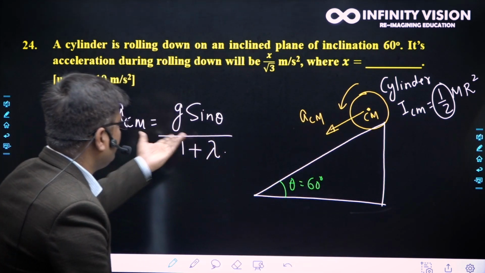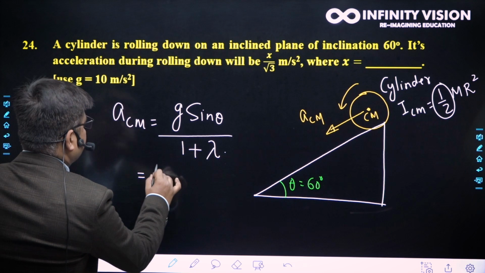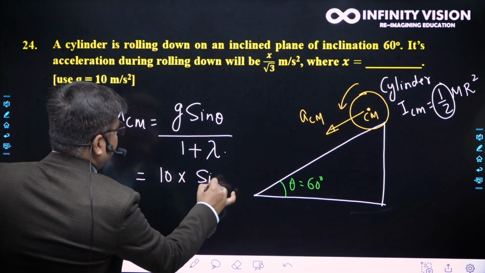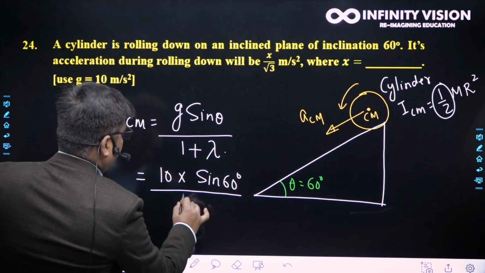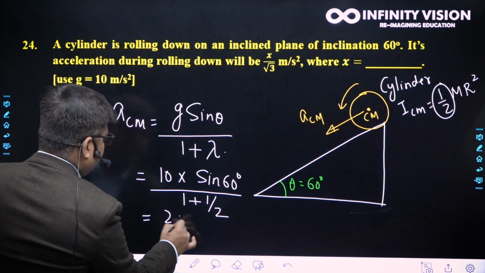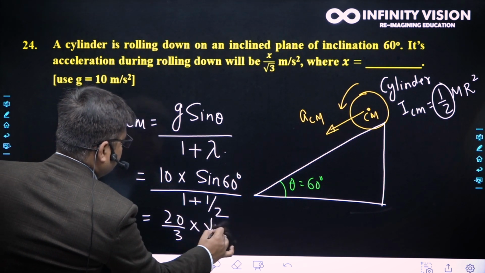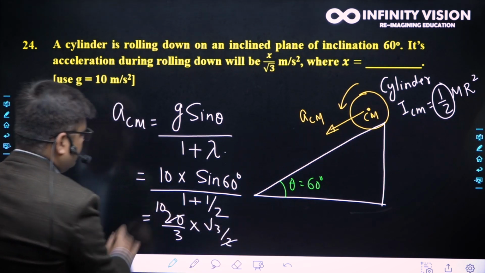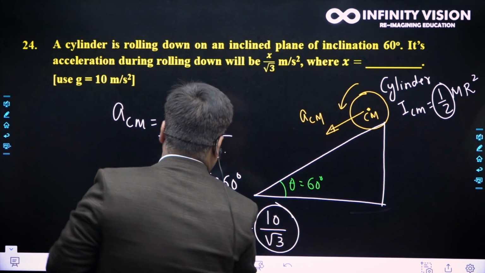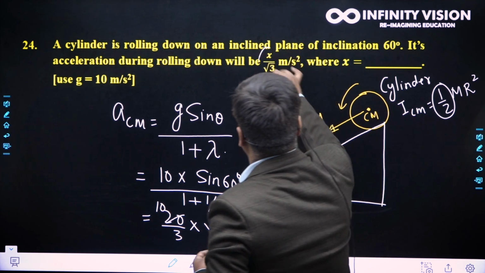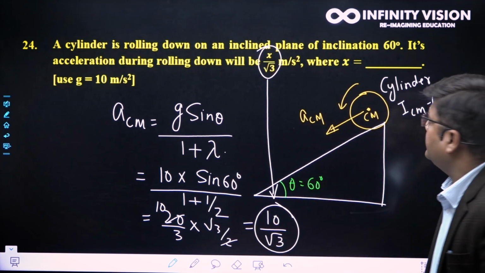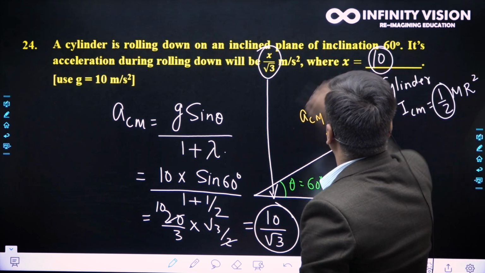So just substituting all these values, the value of g is 10. The value of g is 10 sine 60 degree upon 1 plus half. So this will be equal to 20 by 3, and sine 60 is root 3 by 2, so 10 by root 3. If we compare our expression with this expression, we can see that the value of x will be 10. So here the value of x will be 10.